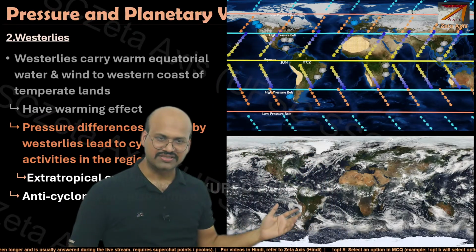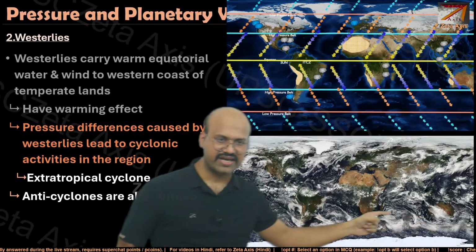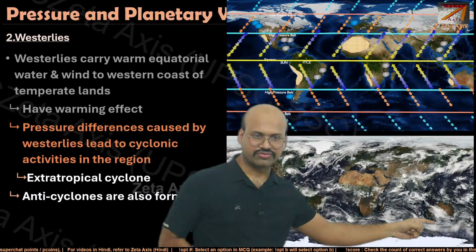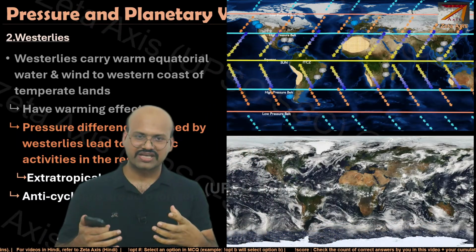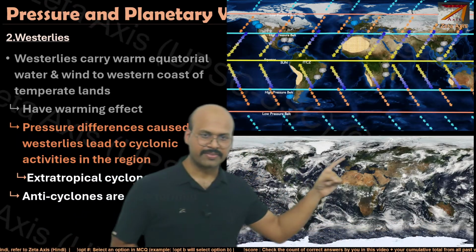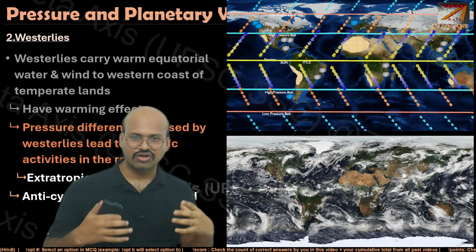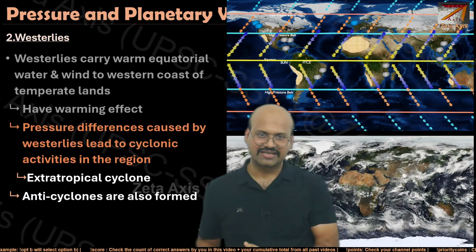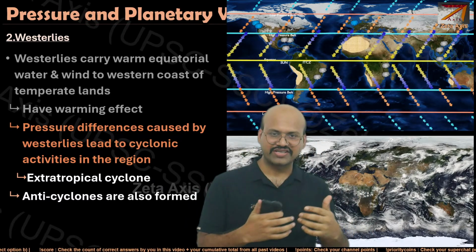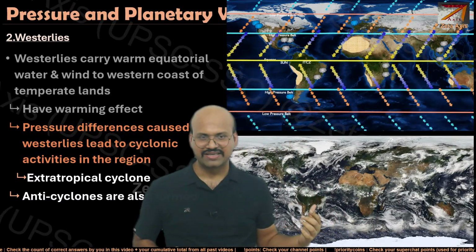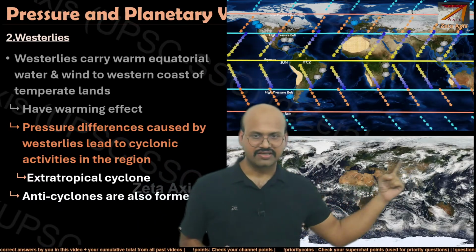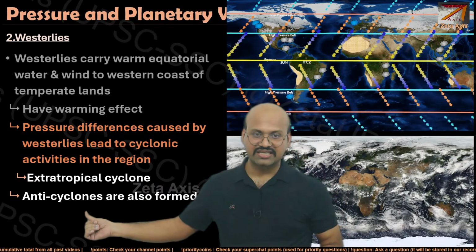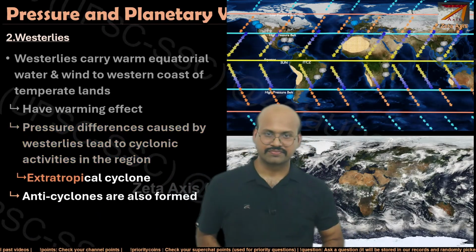Here is a map you can see. Right at the edge where the westerlies and polar winds meet, we can see a large amount of clouds. These clouds are generally formed by the extratropical cyclones. So in both the hemispheres, because of the merging of the cold polar winds and the warm westerlies, we will see cyclonic activity in these regions. Here is this image. Anticyclones are also formed in this region. We will see anticyclones a little later in this video.